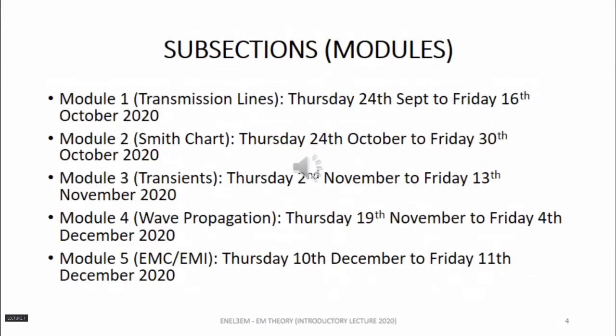The subsections for this module are shown below. The first subsection will be focusing on transmission lines, which will take about 4 weeks. And here we will cover transmission line equations, where we'll derive and solve the transmission line equations, and then we will determine the expressions for the characteristic impedance and the propagation constant for the line.